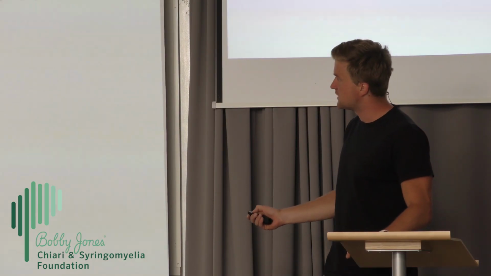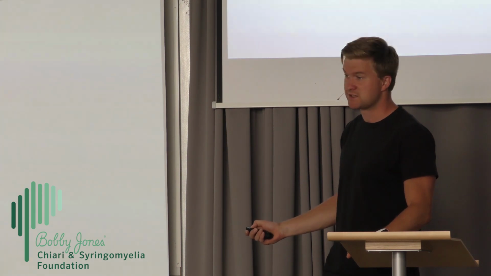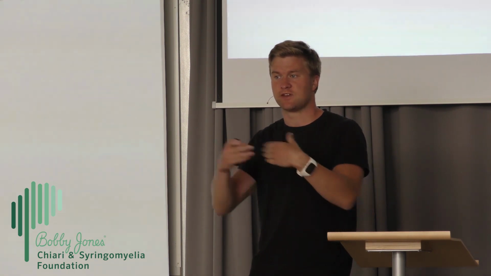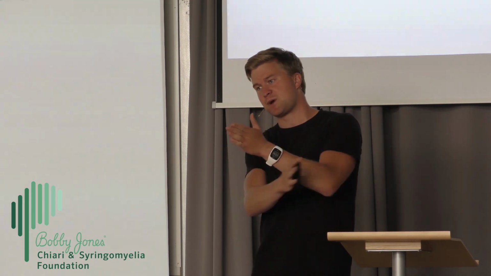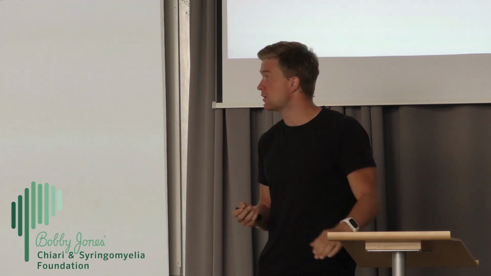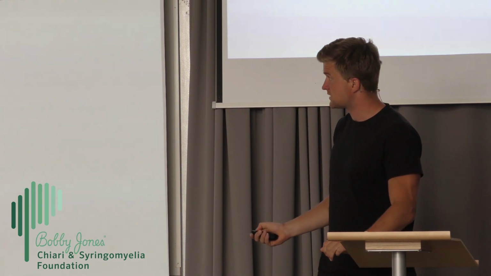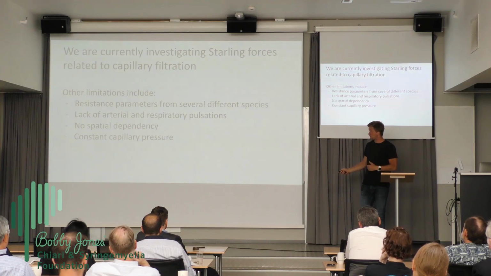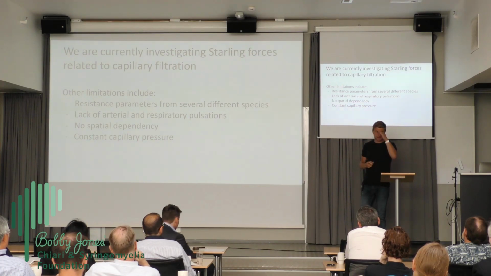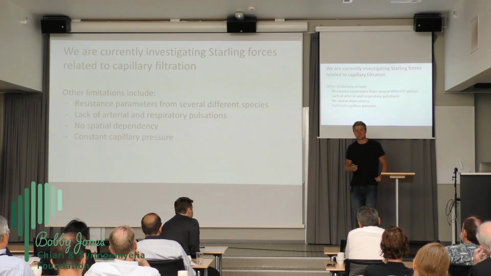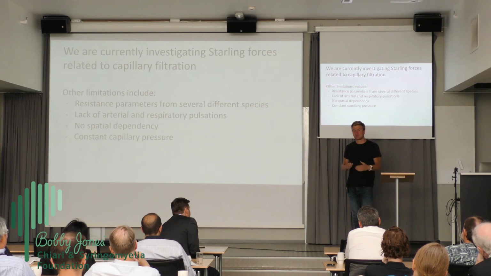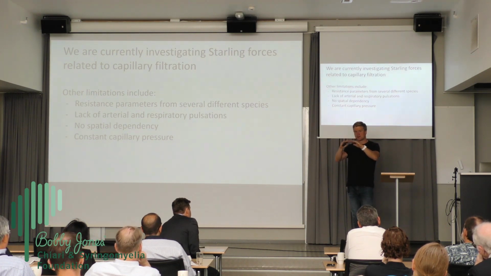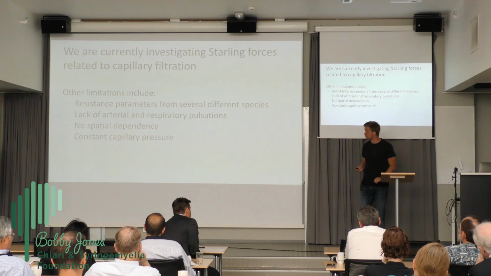And we didn't include the arterial and the respiratory pulsations. But in these types of models with hydrostatic pressure gradients driving the flow, it would just be a back and forth flow, right? It wouldn't be any mixing with these simple types of models. We also had no spatial dependency. It's just a simple compartment model. And this capillary pressure is maybe also a bit of an itch in this model. We don't know exactly how to set it, and we have to set it at a constant level, at least for now.